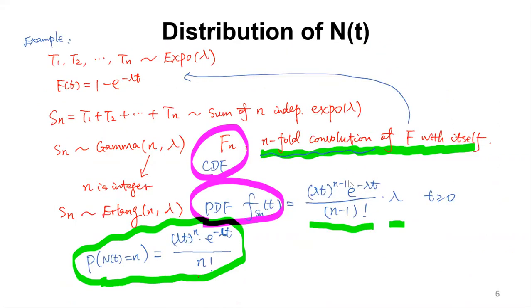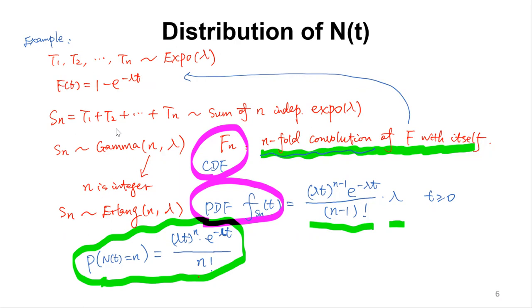Now let's look at an example of how to calculate the distribution of Nt. Suppose T1, T2, up to Tn are all exponentially distributed with lambda. So we know F(t) is 1 minus exponential of minus lambda t. This is the CDF of the exponential distribution.